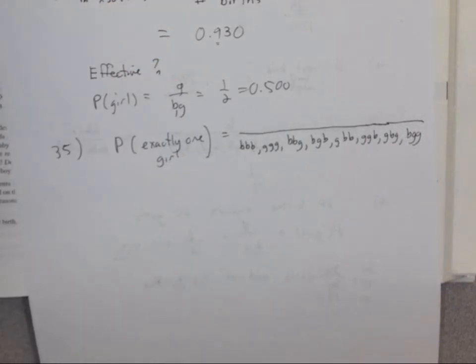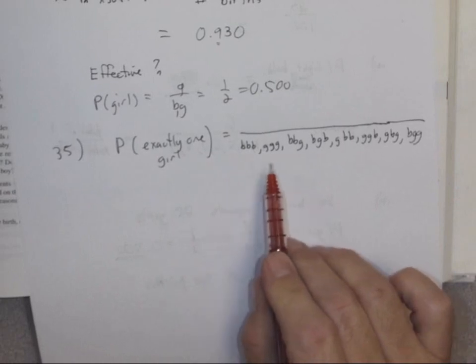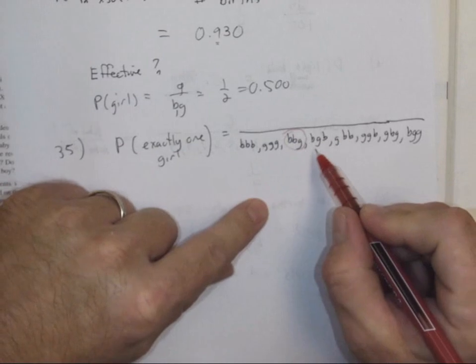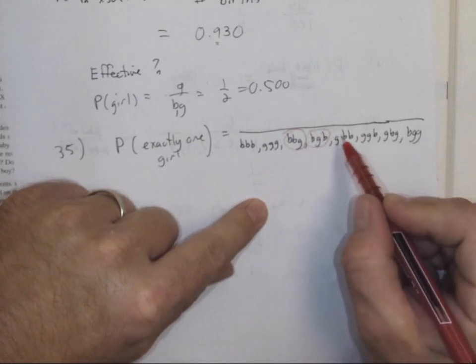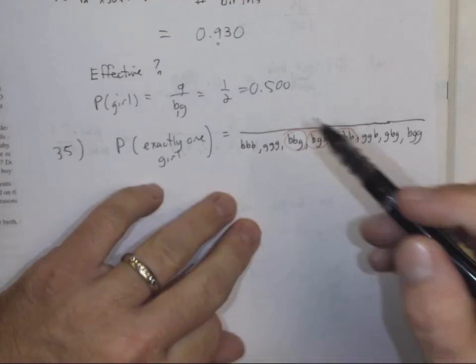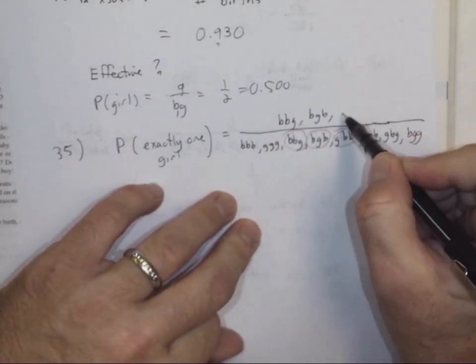Out of those, which ones have only 1 girl? Is it this one? Yes. That one has 1 girl. You guys agree? How about this one? Yes. That one has 1 girl. How about this one? Yes. That one has 1 girl. So I'd put that in the numerator. This is BBG, this is BGB, and this is GBB.